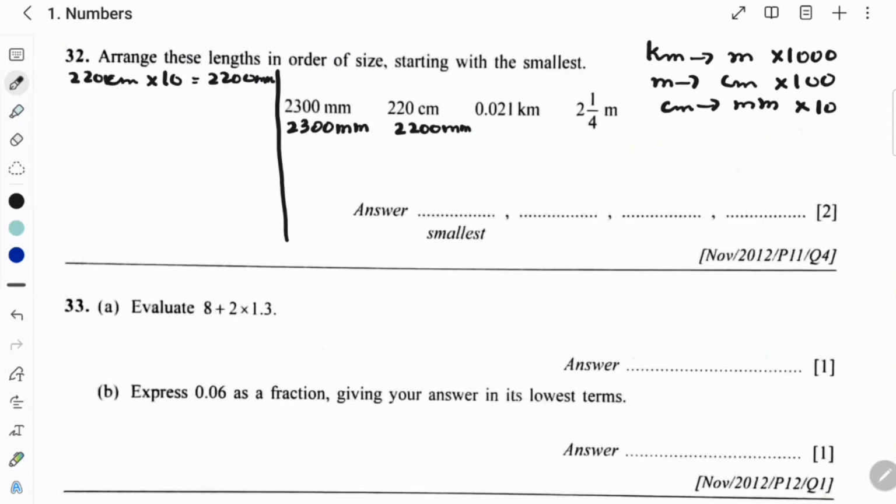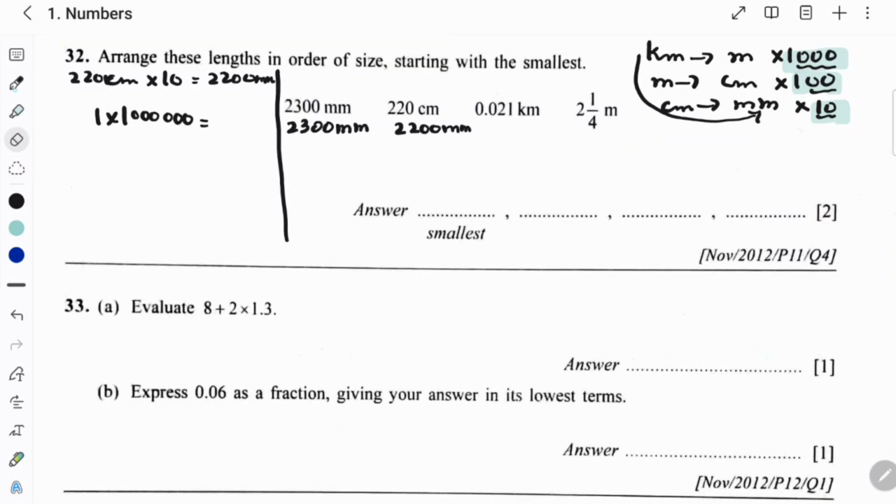Then comes 0.021 kilometers. 0.021 kilometers to millimeters, multiply by 1000, then 100, then 10. So altogether it's 1 million. Three zeros are in the first one, 2 zeros and 1. So kilometers to millimeters, you just multiply by 1 million. 1 and then 6 zeros, 1 2 3, and then 1 2 3 again. So you can do it mentally.